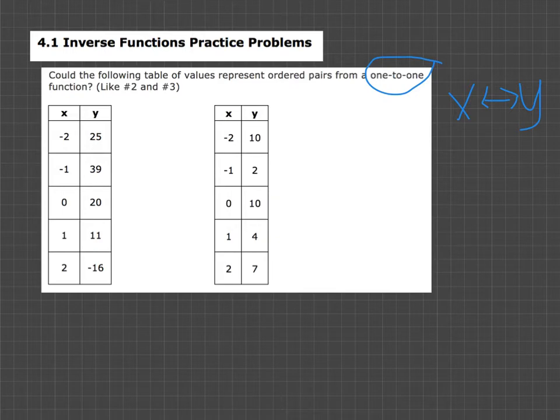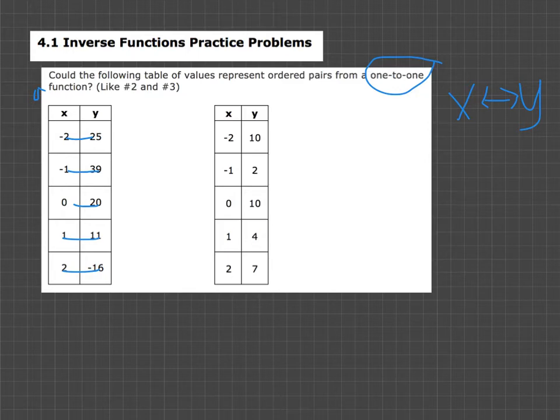All right, if we look at this first table, we'll call it table A. We've got negative 2 going to 25, negative 1 to 39, 0 to 20, 1 to 11, 2 to negative 16. There are no repeats of y's. So that means for every y value, it's only going to one x value.